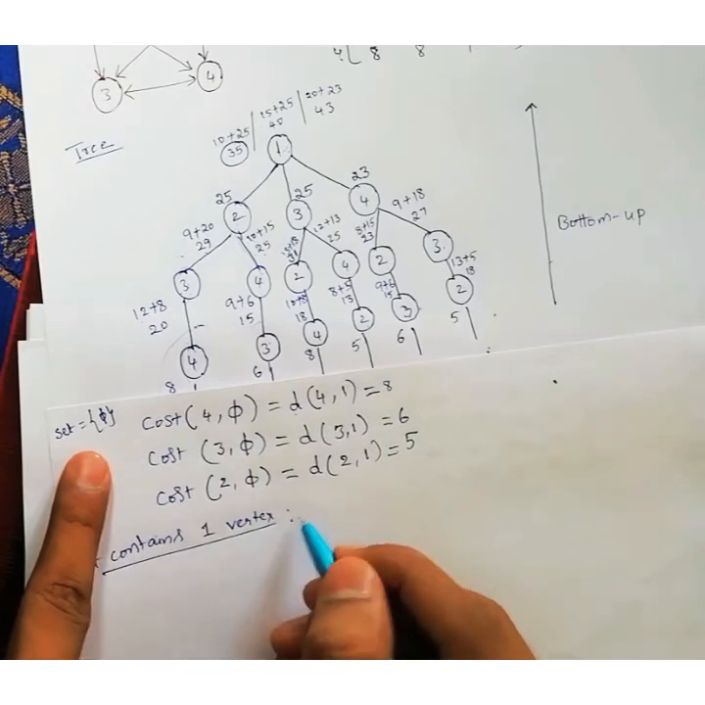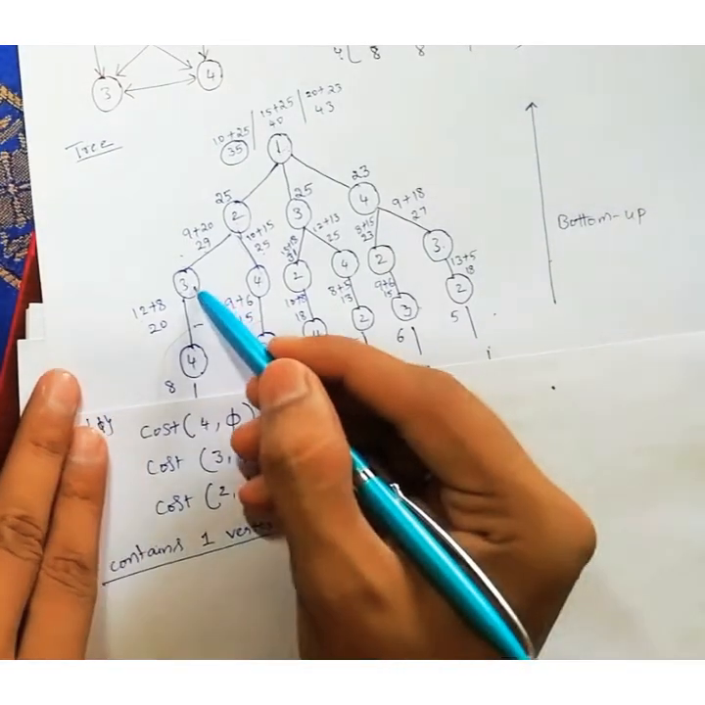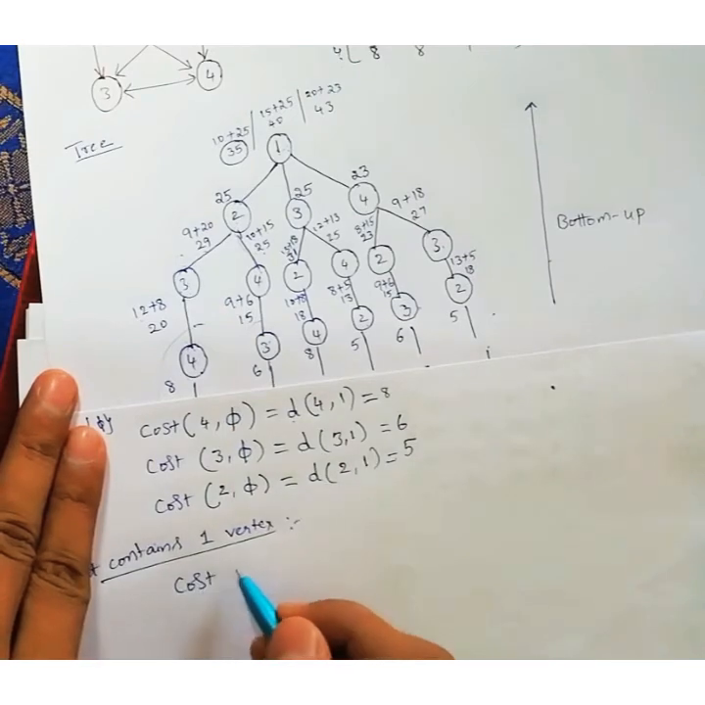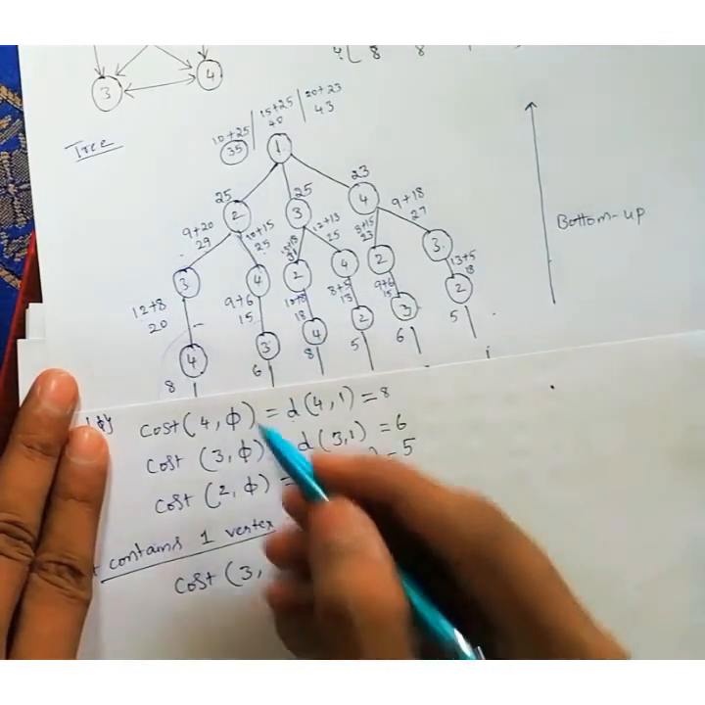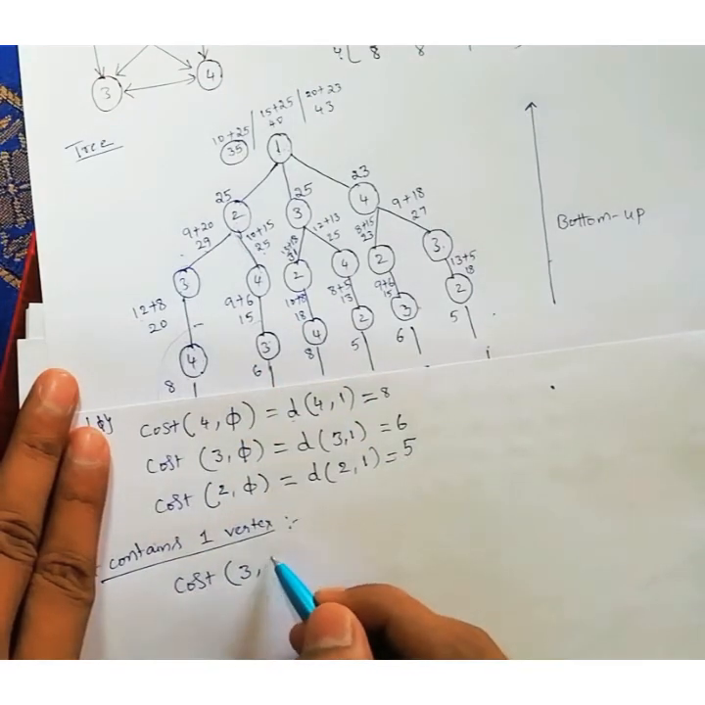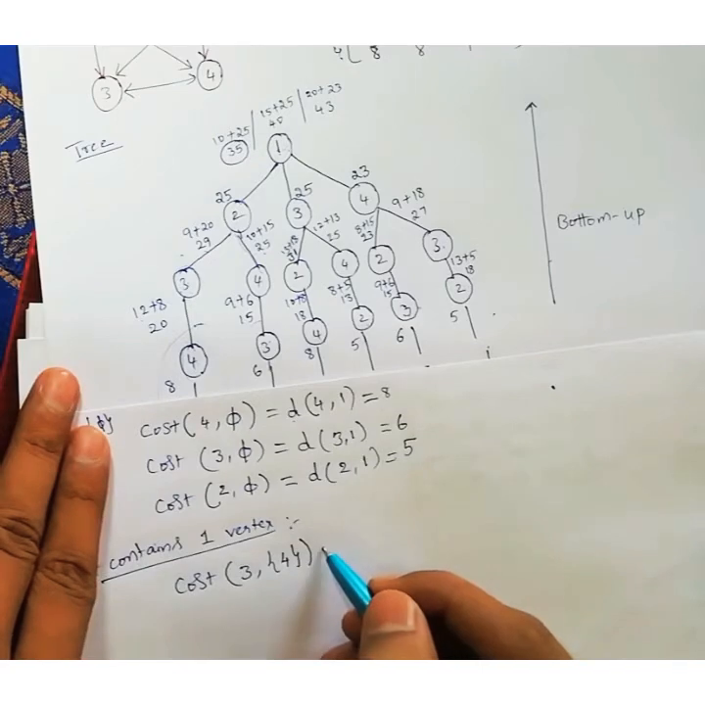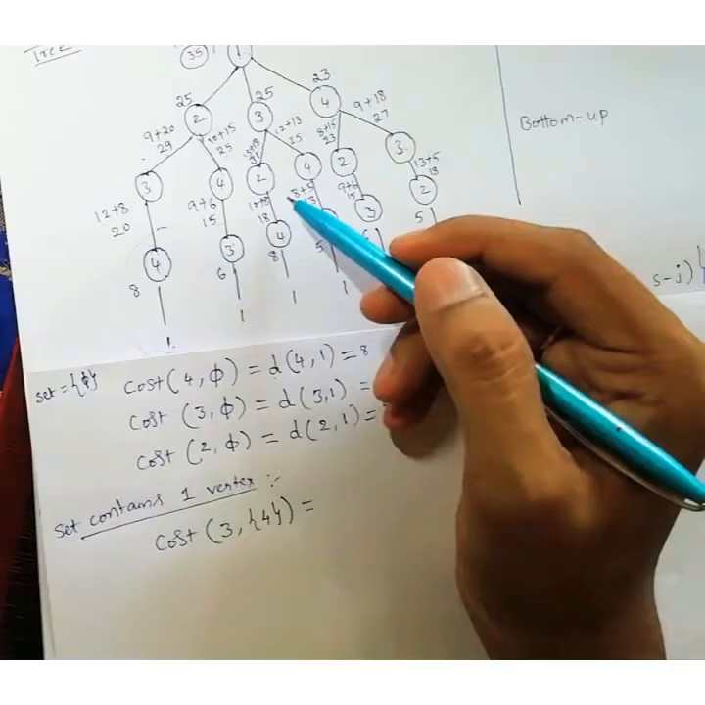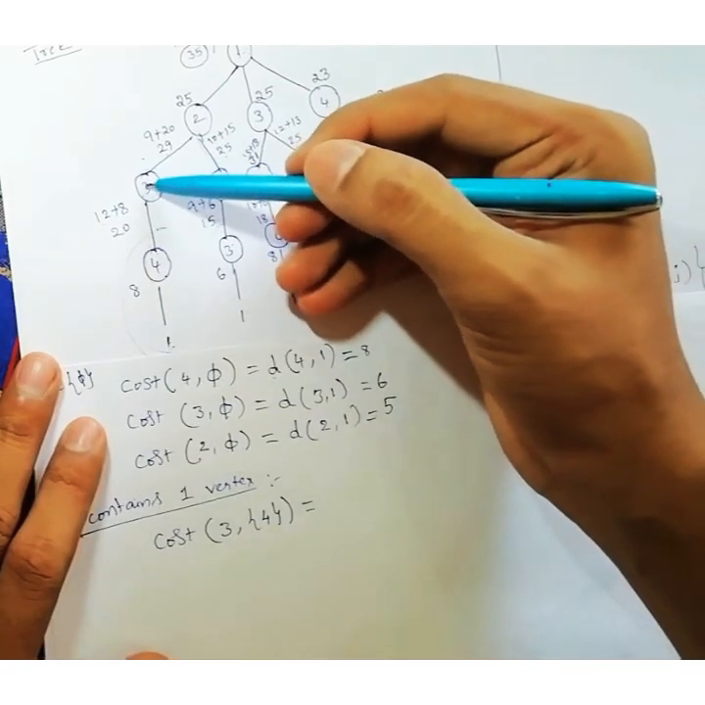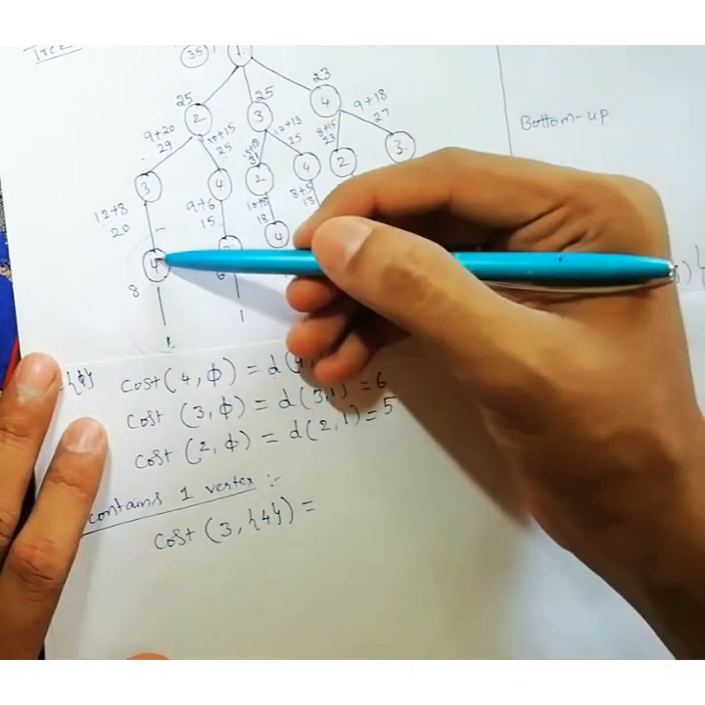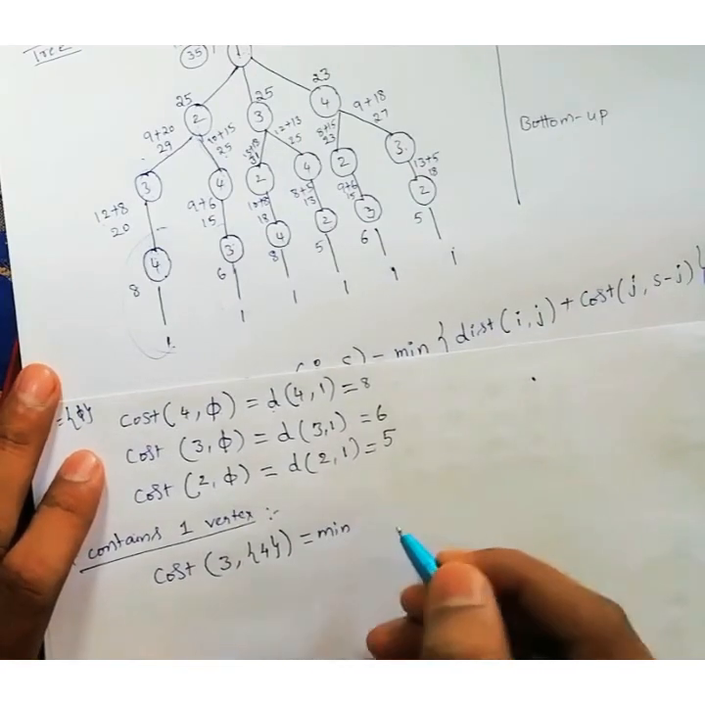How will that formula work out? Okay, so what we will do? We are finding now cost of 3. Cost of 3, and what is the vertex we are having here? Set contains 1 vertex, that is 4. What is the meaning of that? So we are finding cost of 3 from the set 4, 1 vertex. So how to calculate? Minimum, by using this formula.